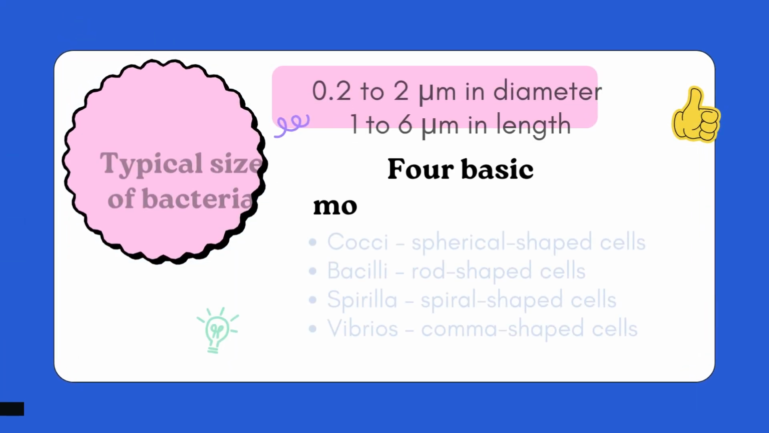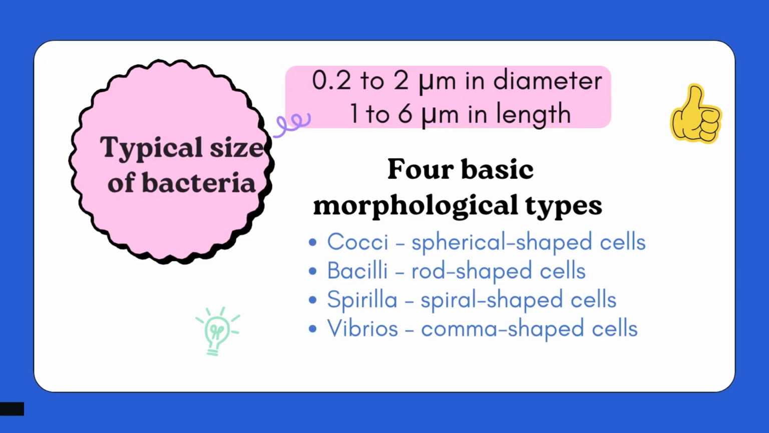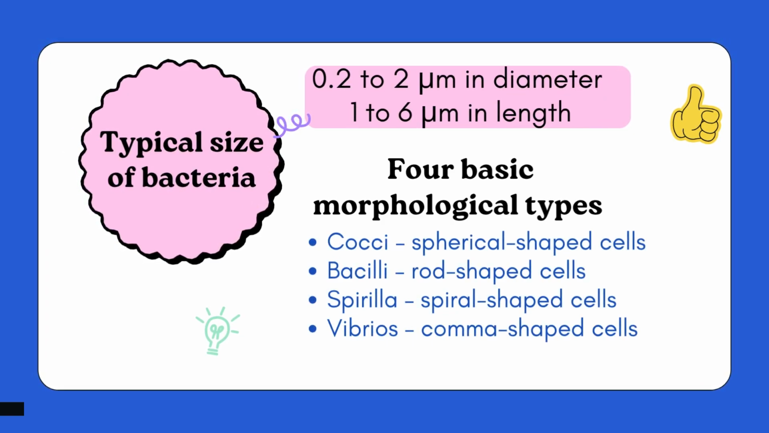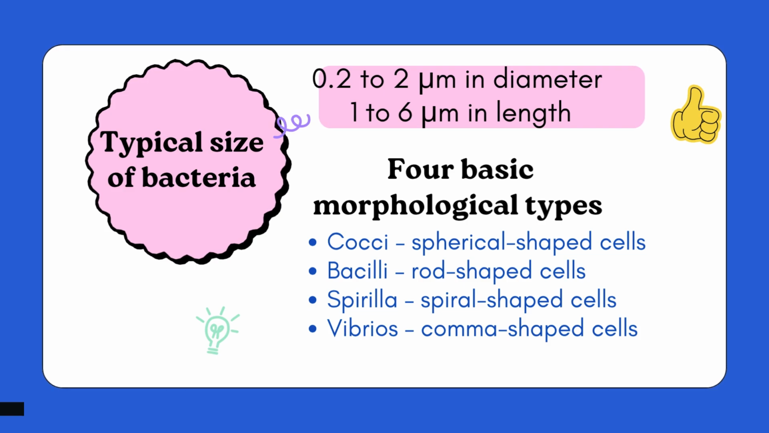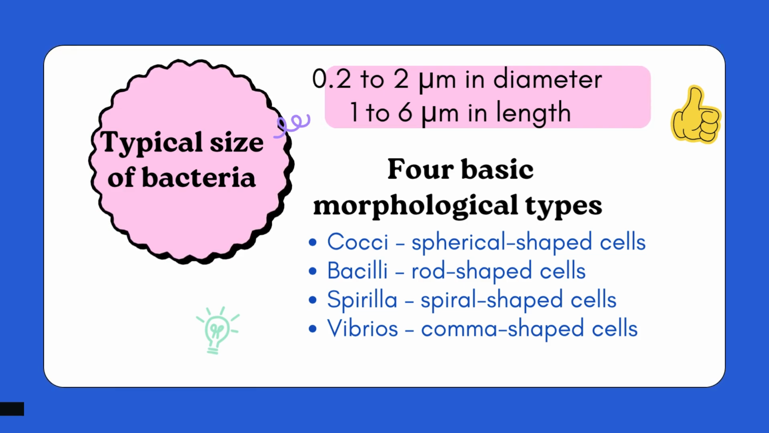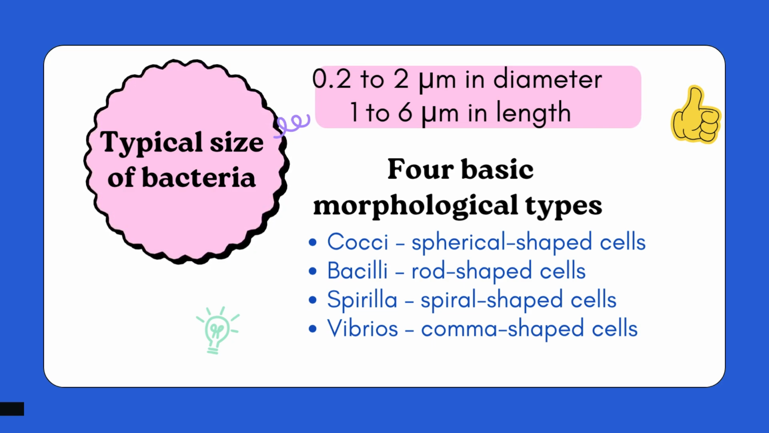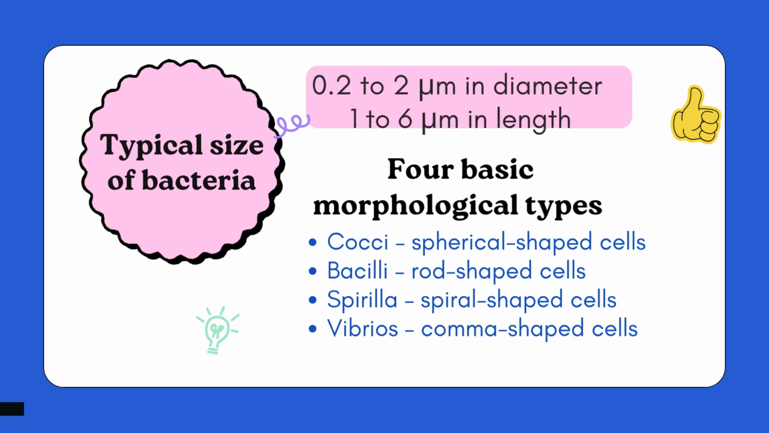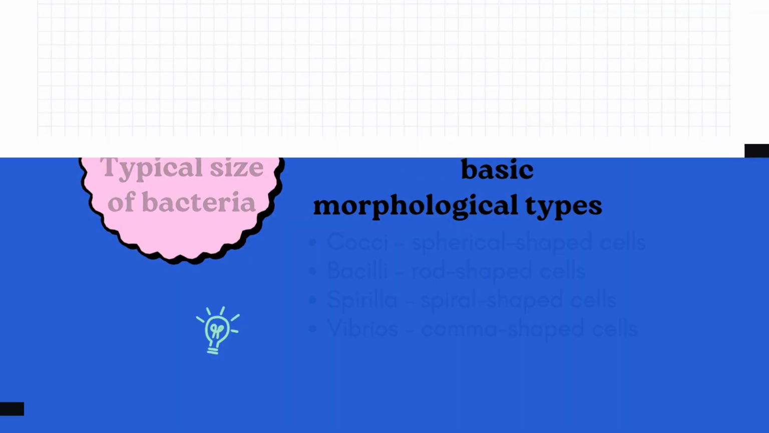The typical size of bacteria is 0.2 to 2 microns in diameter and 1 to 6 microns in length. The four basic morphological types are cocci, that is, spherical-shaped cells; bacilli, rod-shaped cells; spirilla, spiral-shaped cells; and vibrios, which are comma-shaped cells.